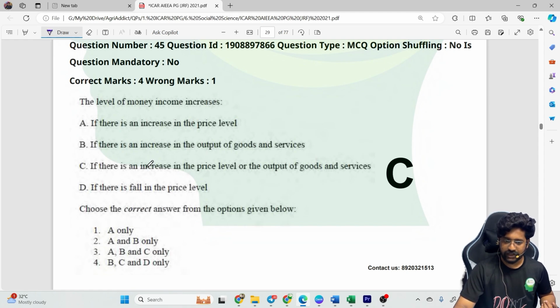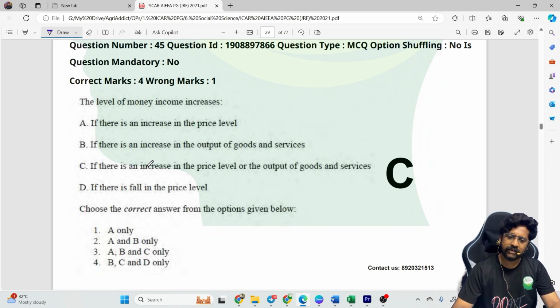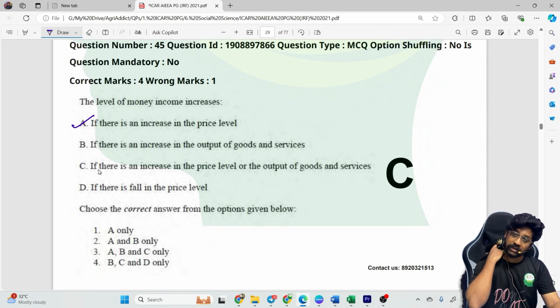The level of money income increases if there is an increase in what? Several reasons have been given. Among these, which lead to an increase in the level of money income? The first option is an increase in the price level. It is a kind of inflation, right? So the money loses value, and the money income will obviously increase. So in situation A, the level of money income will increase. Even though the money income increases, the value of the money will be much lesser, so even a higher quantity of money cannot be sufficient to afford goods because of the general price level increase.